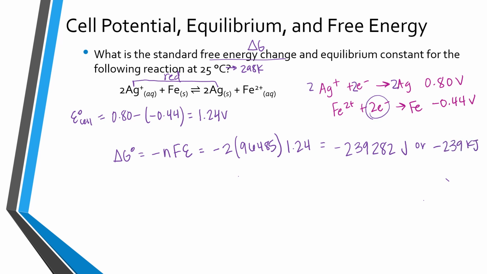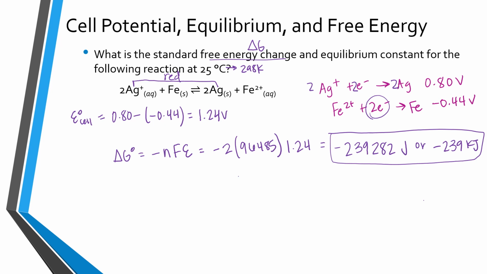So remember, oftentimes we have it in kilojoules because the numbers are so large. With negative delta G, this is definitely a spontaneous reaction. We expected that. Higher reduction potential is being reduced, and we have a positive cell voltage. All right, now we're going to find the equilibrium constant.